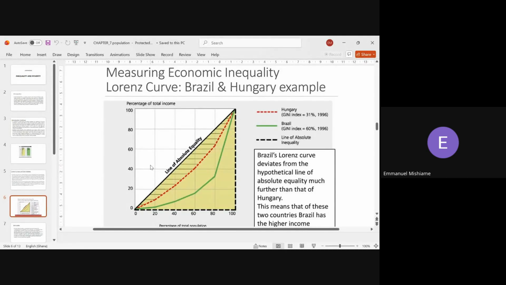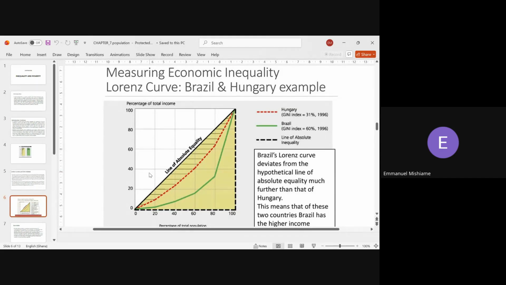Let me take it again. When you come to this image, this represents the Lorenz curve. The curve is what is usually shown in the table. Let me take it from the bottom. You have the percentage of total income on the vertical axis, that is 0, 20, 40 to 100. Then on the horizontal axis, you have 20, 40, also to 100.